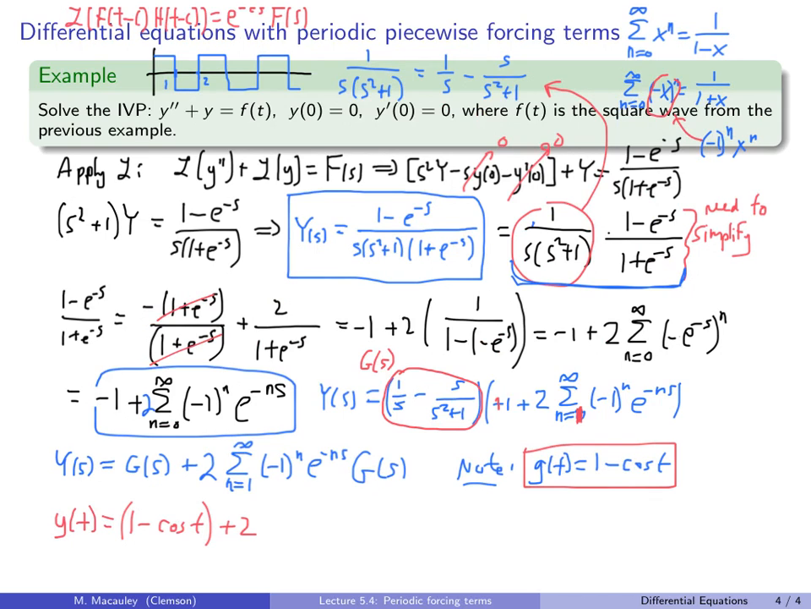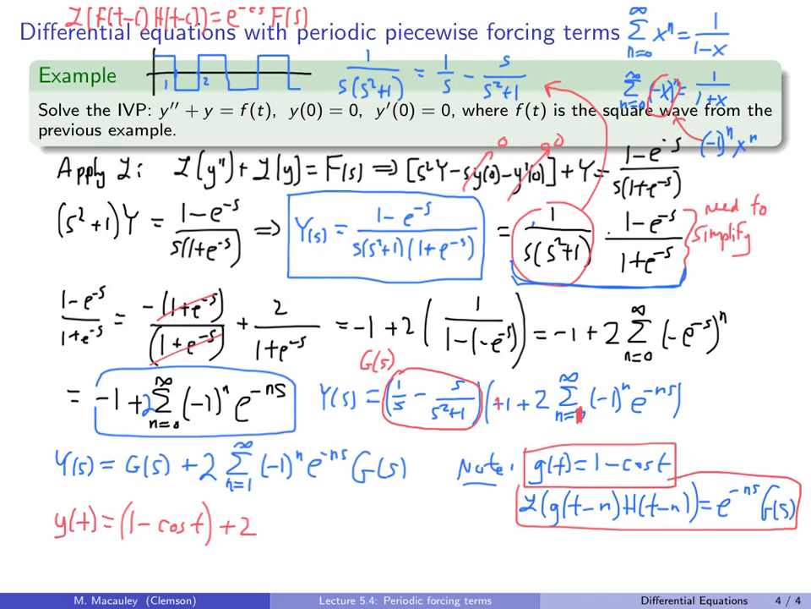Let me think how I want to organize things. So let's add to this note down here below, that the Laplace transform of g of t minus n times h of t minus n is just e to the minus n s times G of s. And that is what we have right here. So let me also box that. Basically we're just applying this super useful formula in reverse to each term of this sum here.